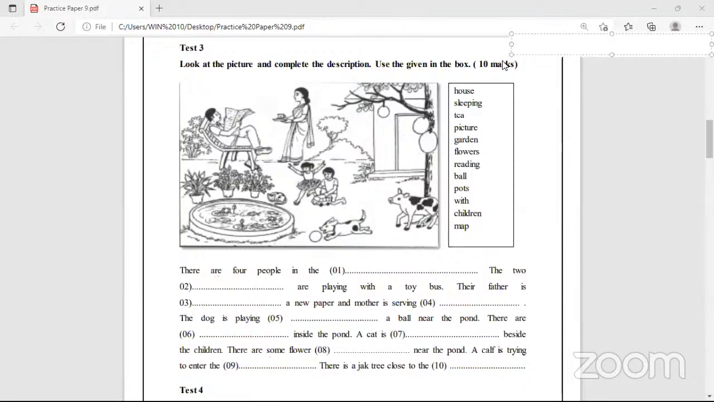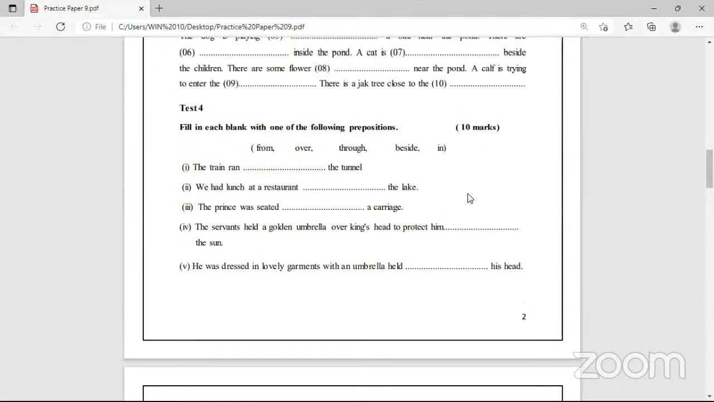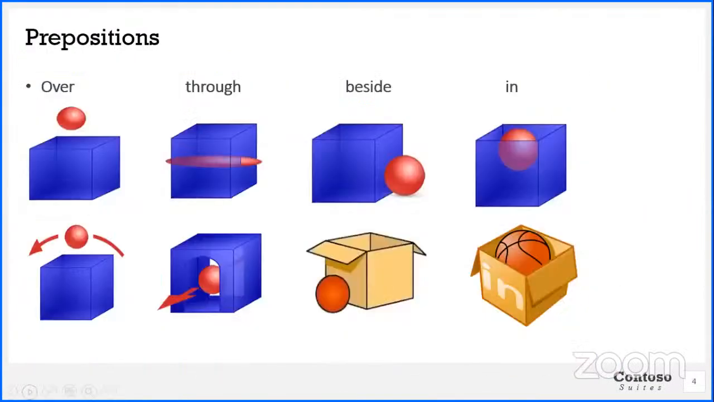Before we go to test number 4, the question is from prepositions. I will describe some facts about prepositions here. Right. Let's go to the next slide. You can see some prepositions here, main prepositions which are mentioned in this paper.